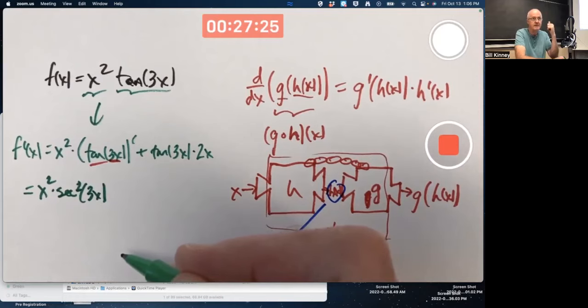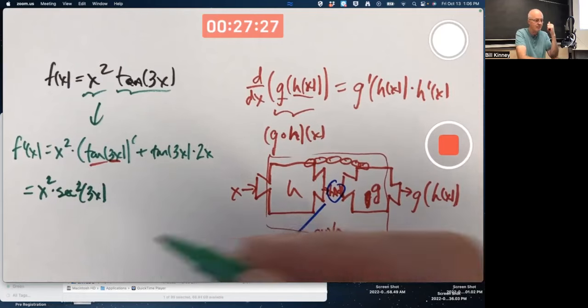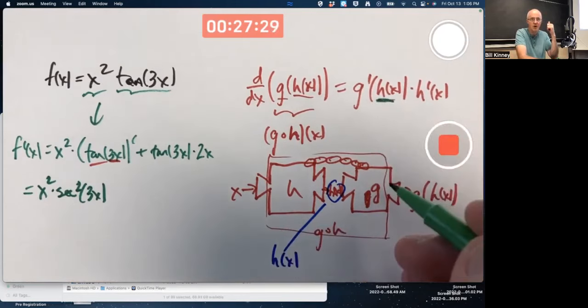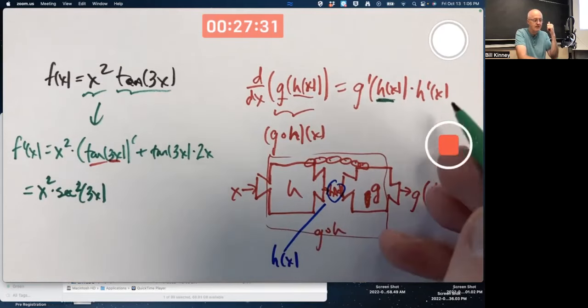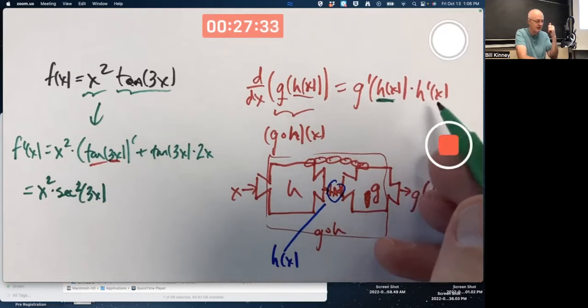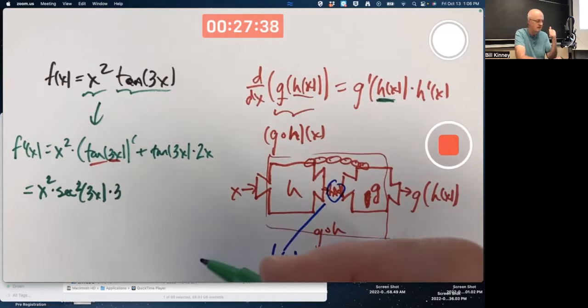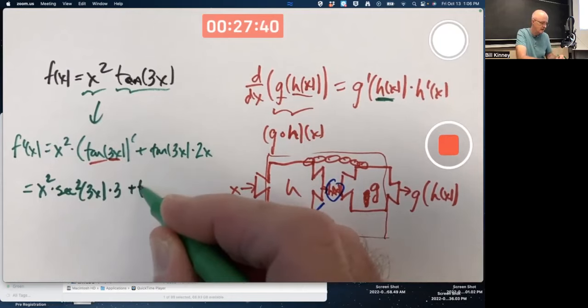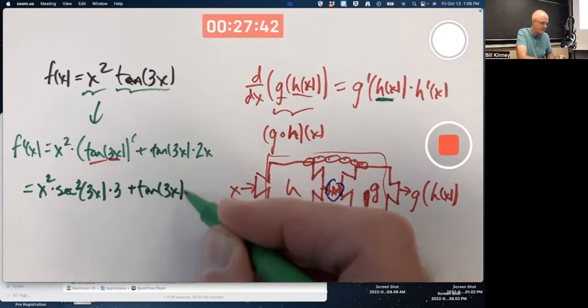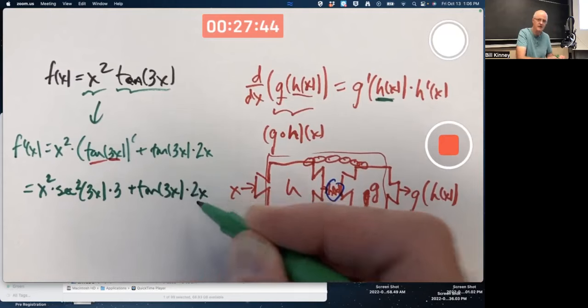That's probably the most common mistake people make. Plug in the h function into g prime. Then multiply that by h prime of x. H is 3x, h prime is 3. This is fine. This is the answer.